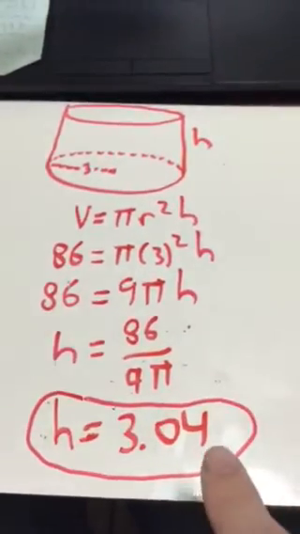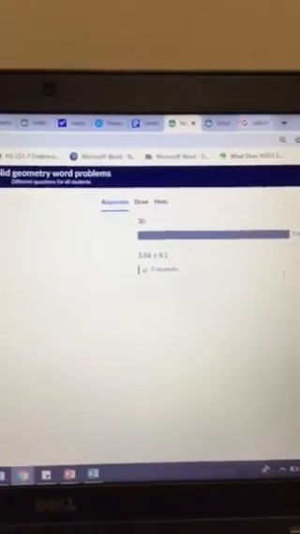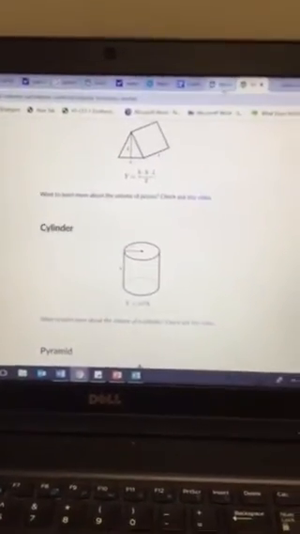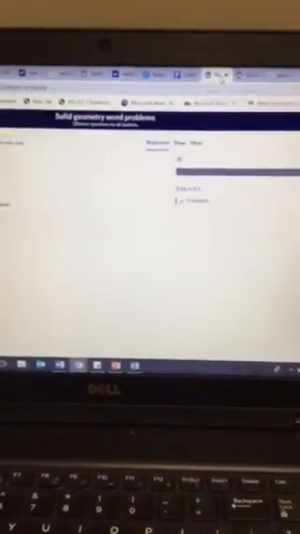Alright? 3.04. And again, all I did was use the formula that was provided by Khan Academy on this page. Remember that this is posted next to Friday's assignment, so you can just keep these two windows open. Alright, let's take a look at question 2.